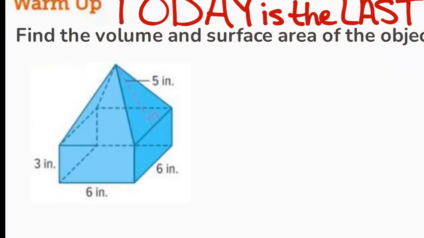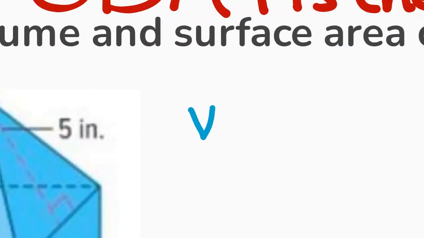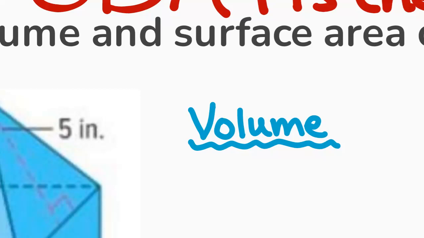All right, let's start making our way through the warm-up. We need to find the volume and the surface area for this object. Let's start with volume. What are the names of the two solids that have been stacked on top of each other here?